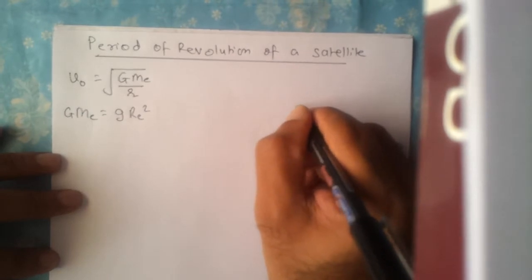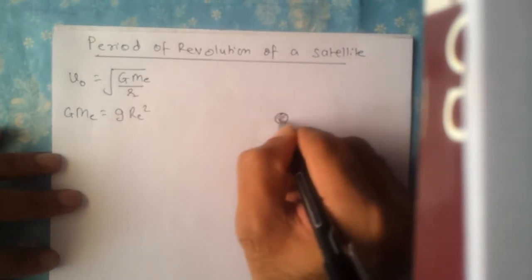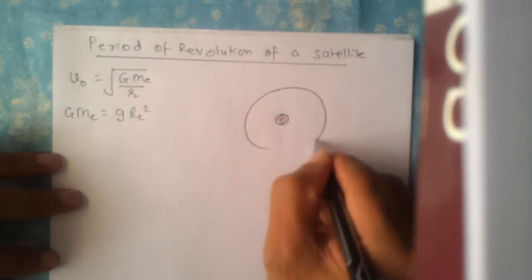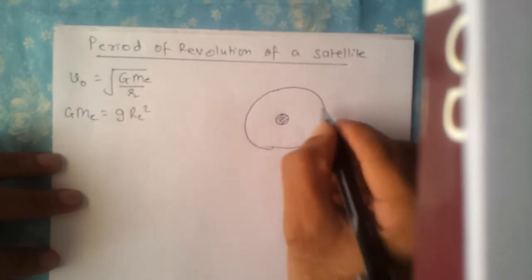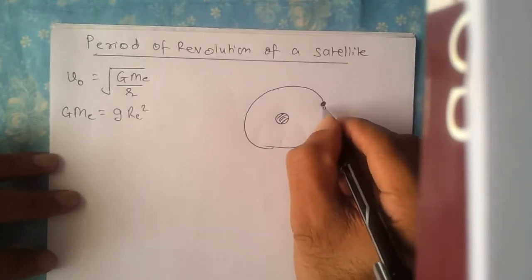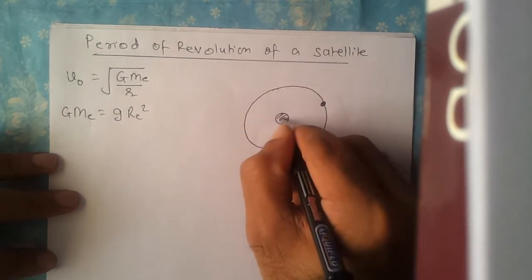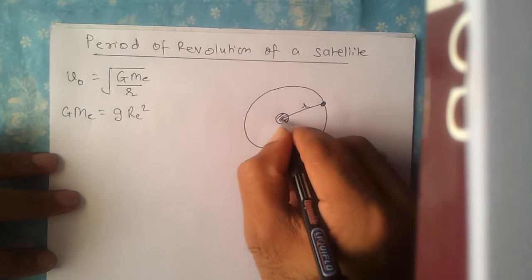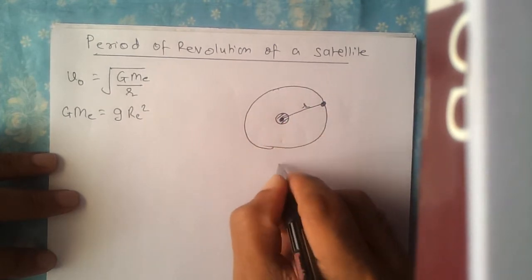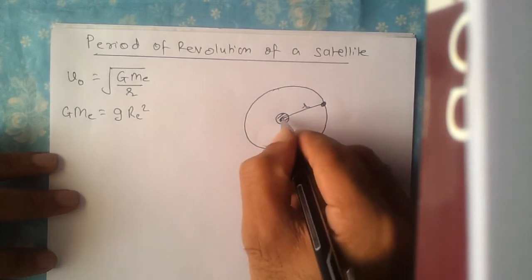So let us say, I'll draw a very simple diagram over here. Let us say this is the Earth, right? And let us say this is the circular orbit. I may not get an exact circle, but for understanding purpose, this is sufficient. So this is the orbit in which this particular satellite is revolving around the Earth. We have taken this distance as small r, the distance from the center of Earth to the satellite. Right? The radius of the Earth is R_e, and mass of the Earth is M_e. Right? So this distance is r.